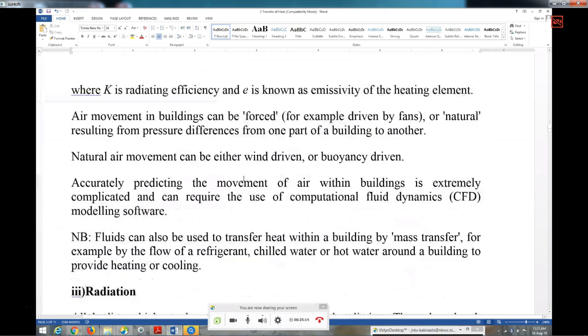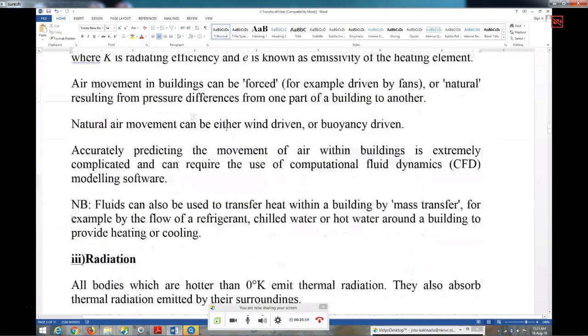Then, air movement in the building is forced or natural. Forced means whenever we switch on the fans, automatically with a certain velocity, the air is made to blow from the roof towards the floor. In the natural case, there is no fan. When the roof panels are revolving, air is transferred through our windows and enters into the room, and that is called natural air. So we have two kinds of air, one is forced air and one is natural air. These two are utilized for heating up the building with the help of transfer of heat taken by the air. The natural air movement can be either wind driven or forced air.